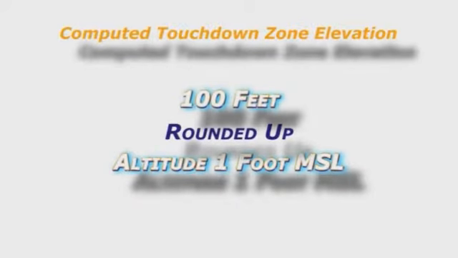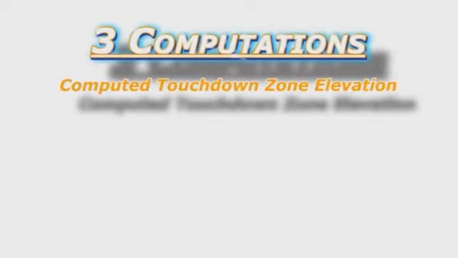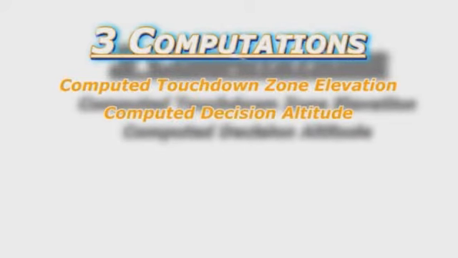To figure this for the CDAP, simply round the elevation up to the next highest 100. For example, an altitude of 1 foot would be rounded up to 100 feet. An altitude of 98 feet would also be rounded up to 100. It's simple. Number 2 of the 3 is the Computed Decision Altitude.